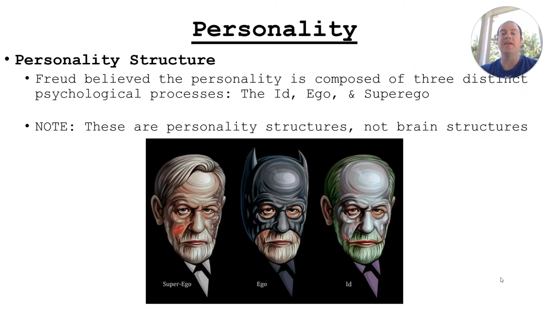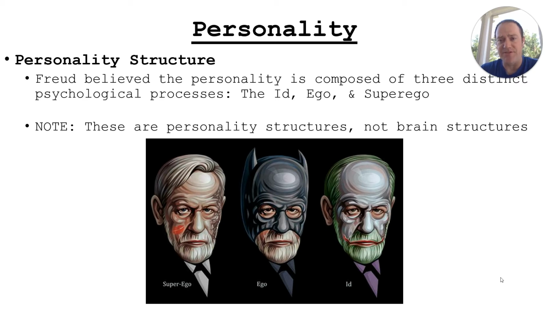Okay, so this is the part of his theory that you've probably seen before, whether it's in TV shows, movies, whatever. He believed we had three parts of our personality. Everybody has three parts of their personality structure: the id, the ego, and the superego.